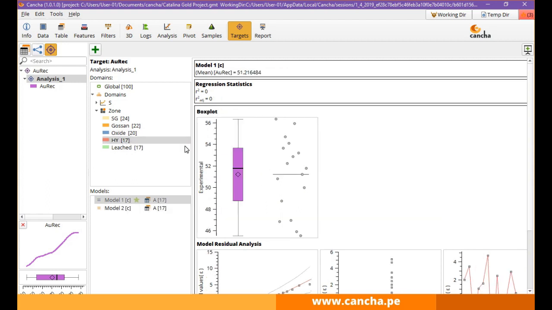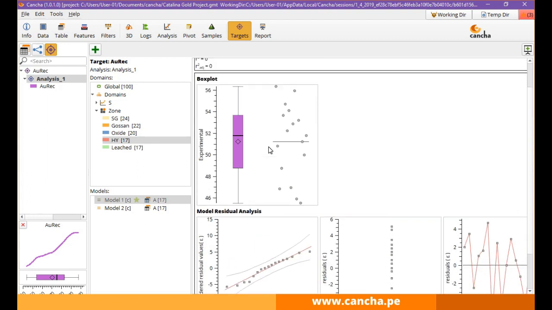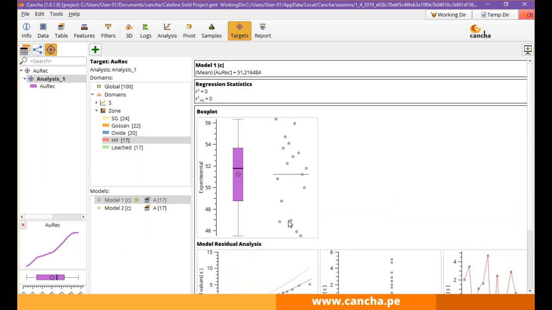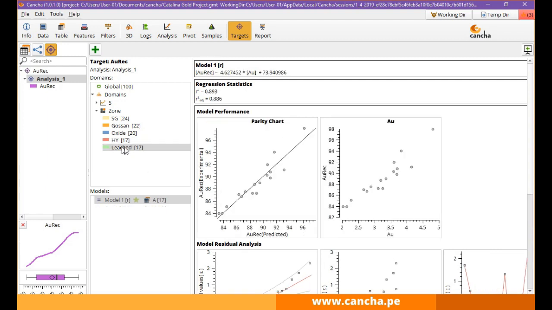And the hypogene, again, so this was the high sulfur material pretty much, wasn't it? And again, it's the exact same thing, no relationship. 17 values in the hypogene, 51.2% plus or minus a few percent. So it looks like the hypogene doesn't have any regression.